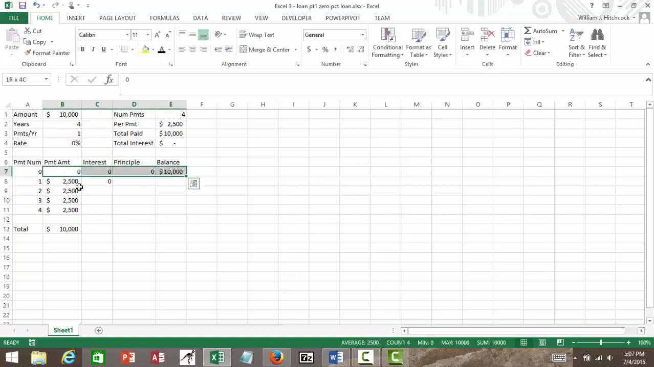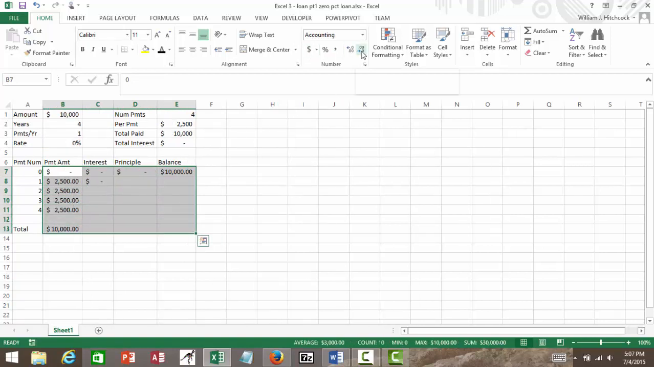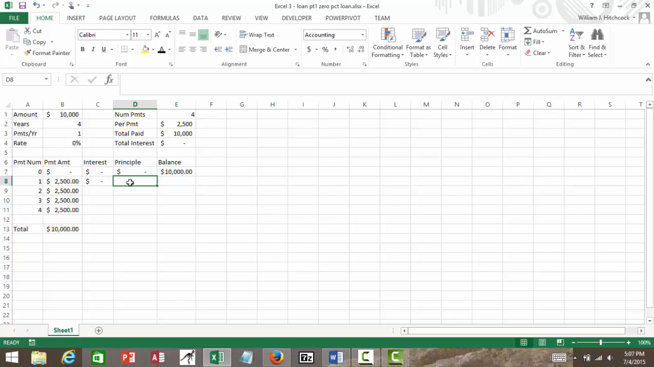So let's format some of these cells here. Use our $ format. And actually, let's leave the cents in on this one. The principal then is equal to 2,500 minus the interest. So when we write out a check or somehow give grandma $2,500 in cash, all of it is going towards the principal of the loan. So therefore my new balance is equal to the previous period's balance, E7, minus the amount of principal that we pay off. So I'm down to 7,500.